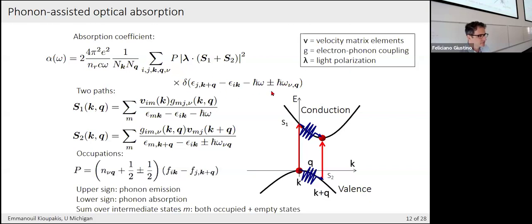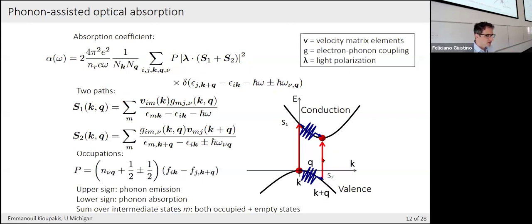Right? So this delta function conserves energy when the electron absorbs a photon and absorbs or emits a phonon. And the key element here is the matrix element, right? Now we generalize it because now we don't have just a velocity matrix element. Now we need to factor in the electron-phonon coupling matrix elements G that we've seen in previous lectures.